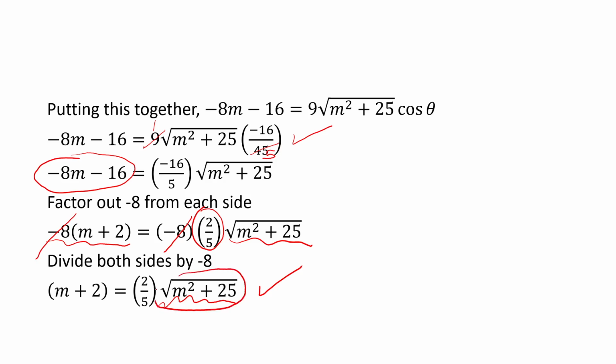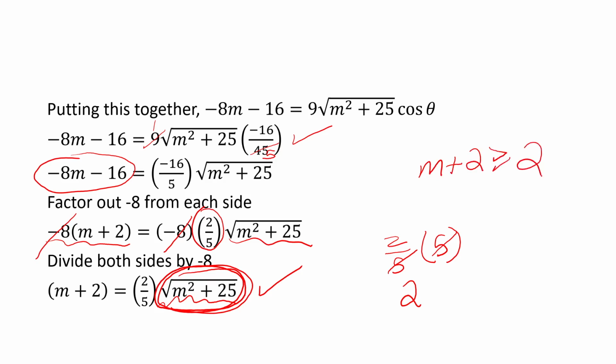So this value right here, so long as m is a real number, the square root of m squared plus 25 must at least be 5. So the right-hand side must be at least equal to 2/5 times 5. Now, 2/5 times 5 is actually equal to 2. So the right side of that equation must at least be equal to 2. So that means m plus 2 must be greater than or equal to 2. Subtracting 2 from both sides, we get m must be greater than or equal to 0.